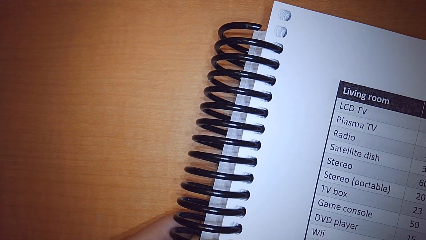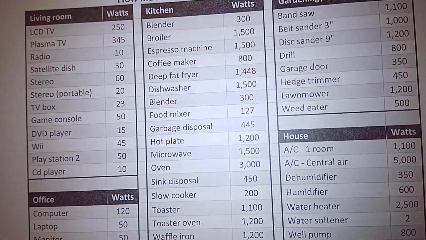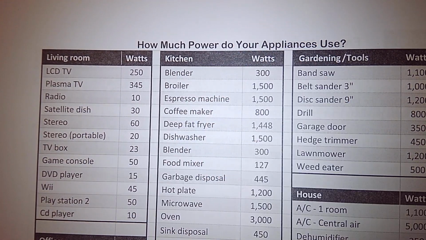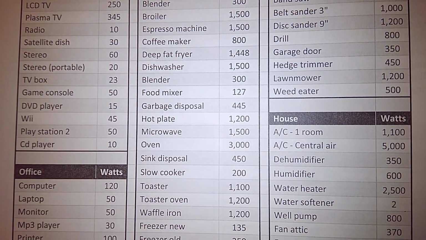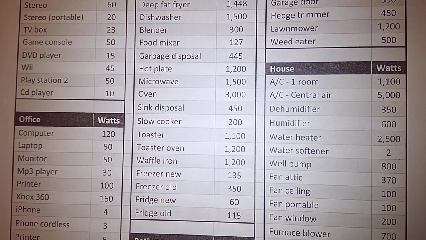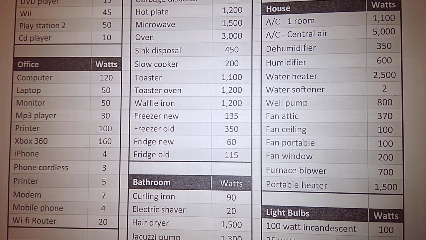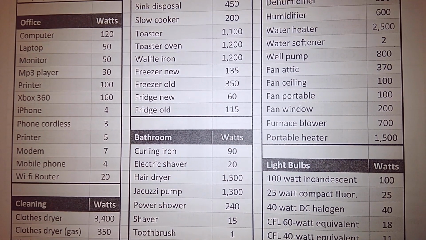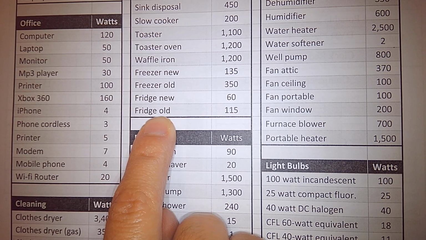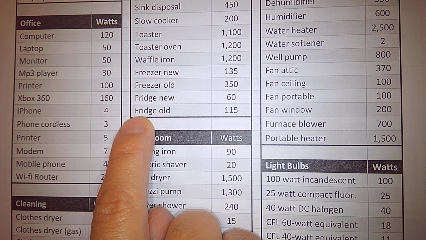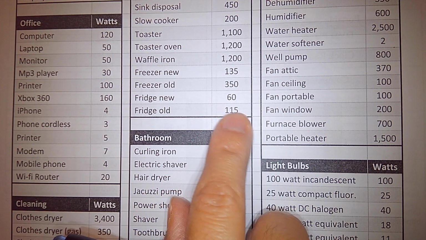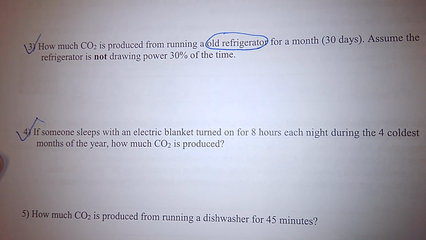Alright, so let's turn to page 181. This is a table about how much power our appliances use. So let's find the old refrigerator in the table. How many watts of energy will it use? Old refrigerator, where is it? You see that? It's in the kitchen, right? Refrigerator, old one, it's going to cost what? 115 watts, right? So 115 watts. Alright, let's come back to this question.